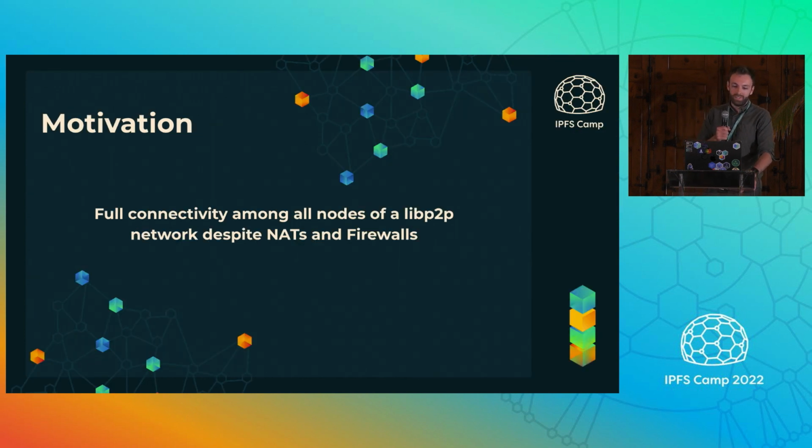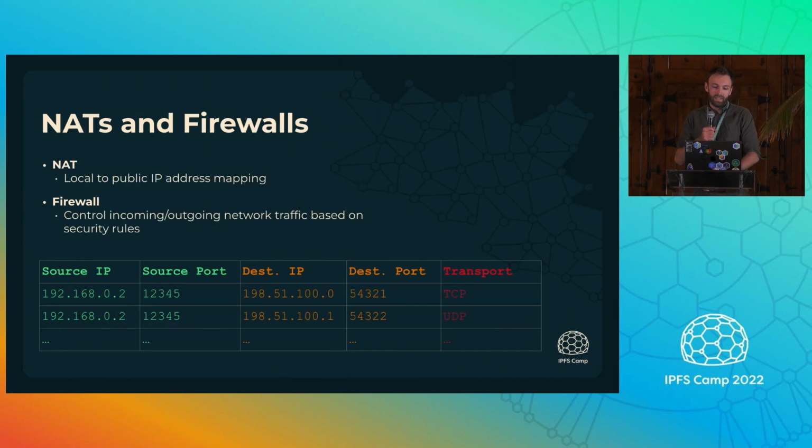So the motivation. What do we want to do? We want to have full connectivity among all nodes of a libp2p network, despite NATs and firewalls. And as I mentioned, this was a common theme over the past few presentations already. The requirements would be no centralized infrastructure, it should work over different transports, and it should nicely integrate into our libp2p stack.